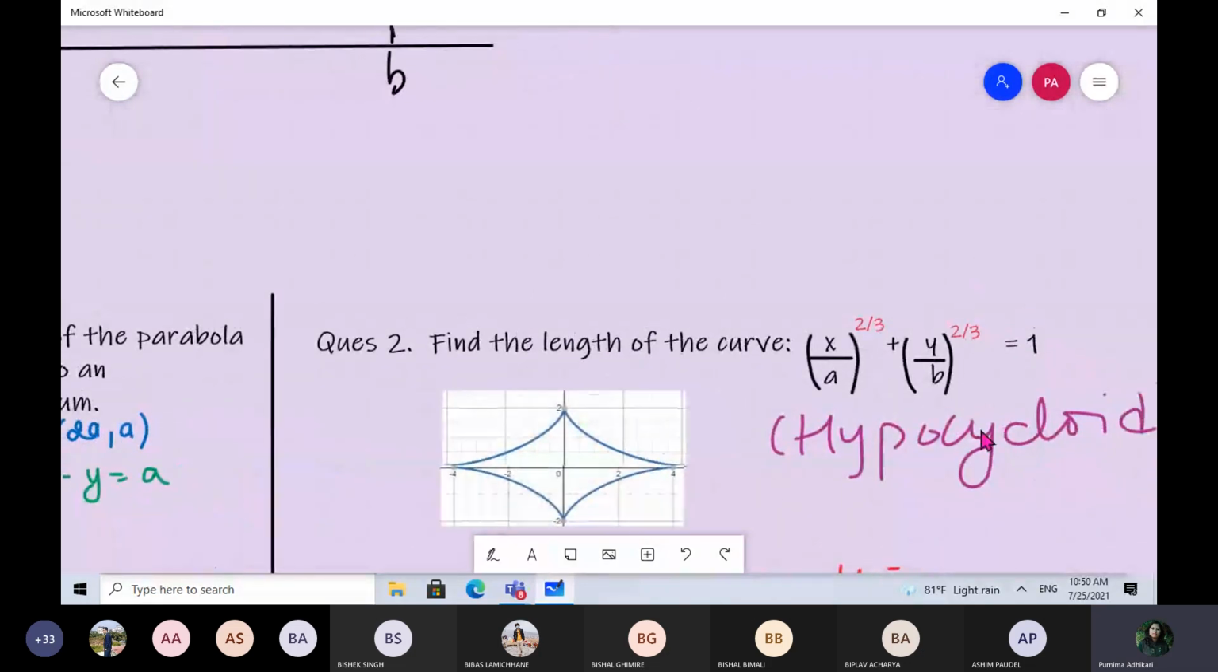Have you seen this type of equation before? What was the name of that curve? When both have a it was asteroid. Yes, it was asteroid, isn't it? So asteroid.